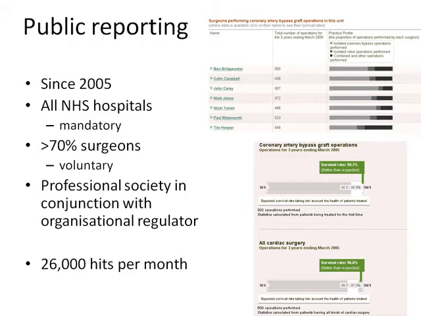The kind of thing we have is the results. So that's a list of the surgeons in my hospital. It gives you the number of cases they do, an indication of their practice profile, and then the results compared to the predicted mortality. People say people aren't interested, but we get 26,000 hits a month on that website. So somebody's interested. I hit it a bit, but I don't hit it 26,000 times a month.